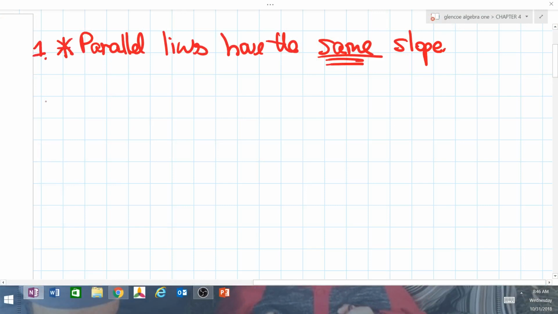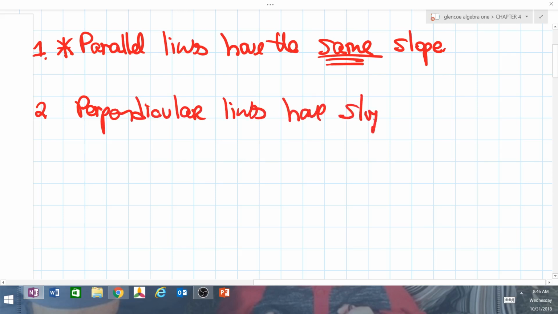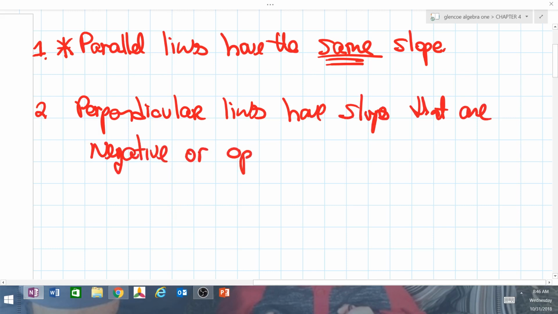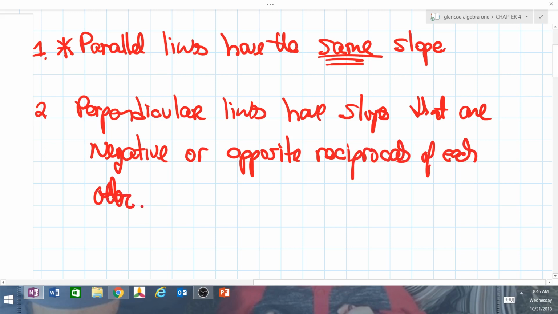So that's point number one. Point number two, perpendicular lines have slopes that are negative, or you could say opposite reciprocals of each other. So those are your two main points.